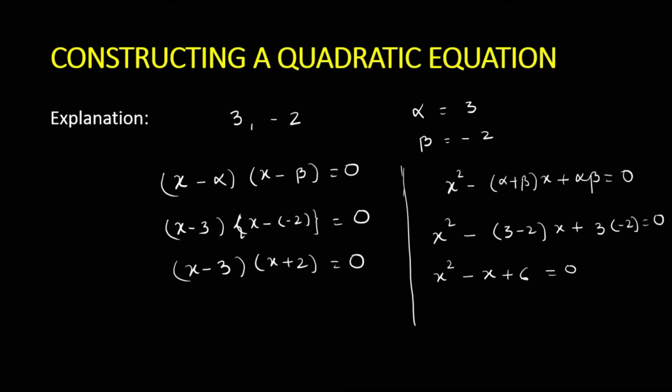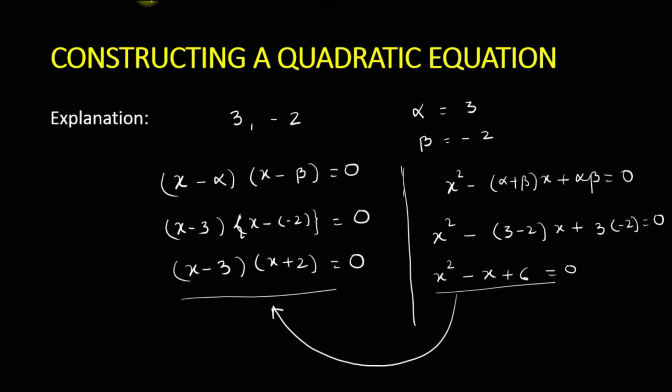You see here, x square minus x plus 6 is nothing but the same. If we multiply x minus 3 into x plus 2, we get the same x square minus x plus 6. This factor form can be achieved by splitting the middle term of the quadratic equation, so both are the same. So here we saw how to form a quadratic equation.